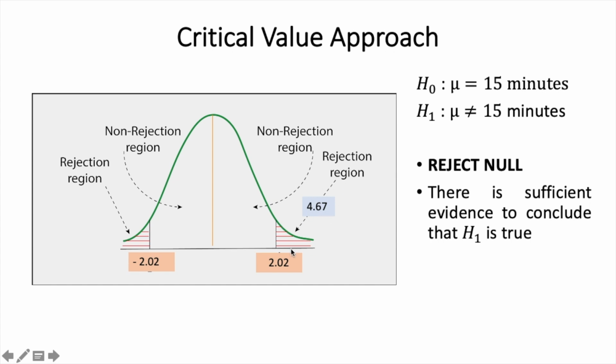It falls into the rejection region. Therefore, looking at the value, falling into the rejection region, we can make our conclusion that we reject the null hypothesis. And we conclude there is sufficient evidence to conclude that H1 is true.